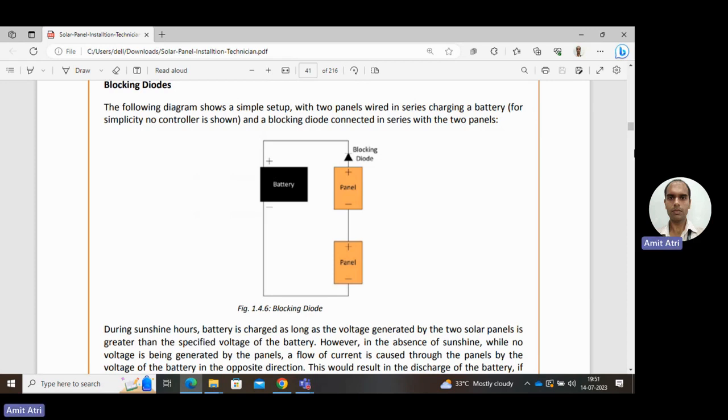Now the case comes when solar energy is not available, like at night. The battery is charged and has stored energy, so it would start discharging through the panel as well. To avoid this situation, the blocking diode is there. If current flows from the positive terminal of the battery to the positive terminal of the panel, the diode will be reverse biased, because the N side, the negative side of the diode, is connected with the positive side of the battery. So conduction is only in one direction, from panel to battery. This is the use of the blocking diode: it blocks the reverse flow of current from the battery to the panel.